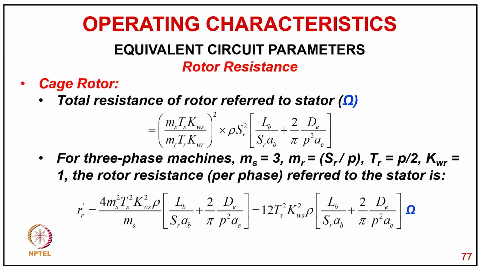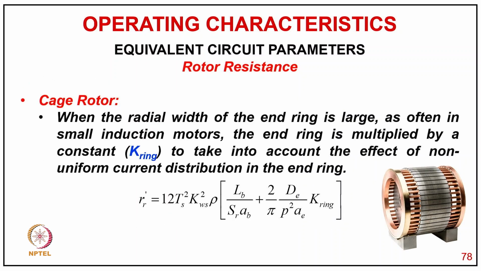So coming to this resistance referred to the stator, that will come as Ms Ts Kws upon Mr Tr Kwr whole square, into rho Sr square in bracket Lb upon Sr Ab plus 2 pi D upon P square A. For a three phase machine, Ms equal to 3 and Mr equal to Sr upon P, and Tr equal to P by 2, and Kwr is 1 for the cage rotor. The whole is a one bar, and the rotor resistance per phase referred to the stator is Rr dash equal to 4 Ms square Ts square Kws square upon rho upon Ms, in bracket Lb upon Sr Ab plus 2 upon pi D upon P square, and that becomes 12 Ts square Kws square rho in bracket Lb upon Sr Ab plus 2 upon pi D upon P square A in bracket for a three phase machine.